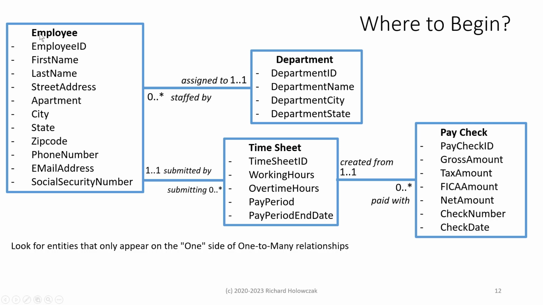If we try to start with the employee entity, notice that yes, employee is on the one side here, submitting many timesheets, but employee also appears on the many side of this relationship.